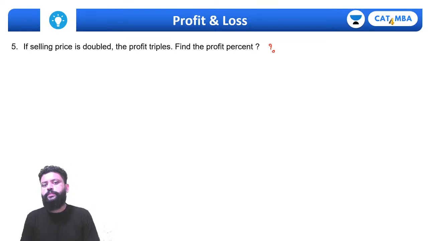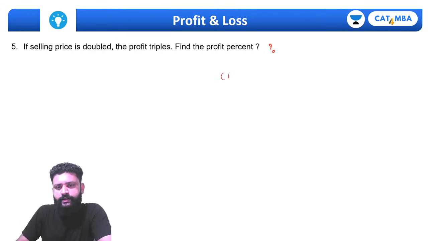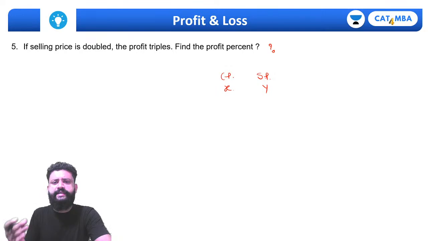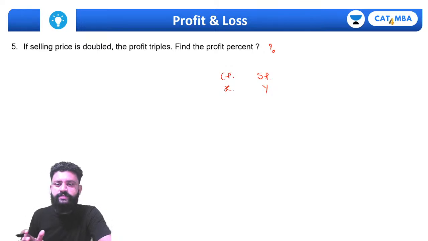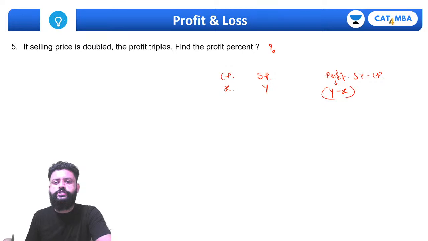If the selling price is doubled, the profit triples. It is not percentage profit, it is said profit triples. So listen, if I say my cost price is x and my selling price is y, because we are not given how much percent profit was made, right? Can we take these values, Shivam? So what will be the profit here? Profit is selling price minus cost price. Profit should be y minus x. Are you clear up till now, Shivam? Have you understood this part?